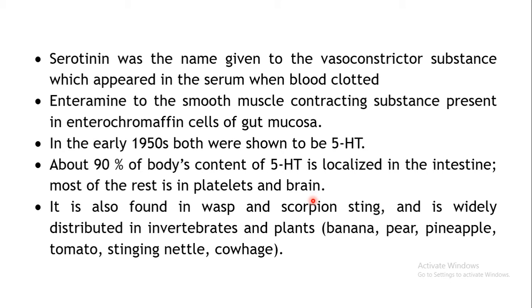Now apart from this, it is also found in the wasp and scorpion sting, and some insect bites can also release this 5-HT at that particular site. And it is also widely distributed in the invertebrates, and it is found in plants also, like banana, pear, pineapple, tomato, stinging nettle and cabbage. So it has a widespread distribution, this particular serotonin.